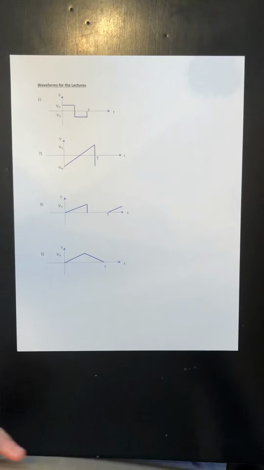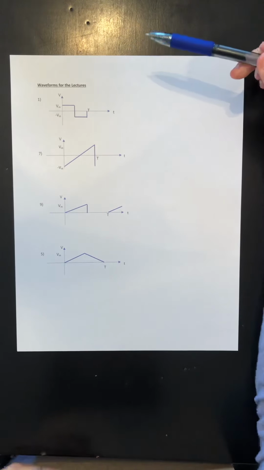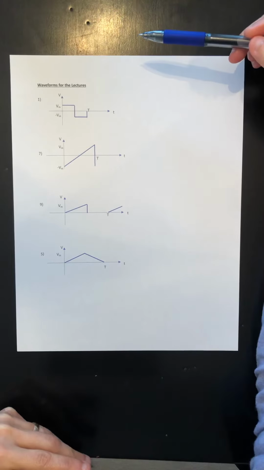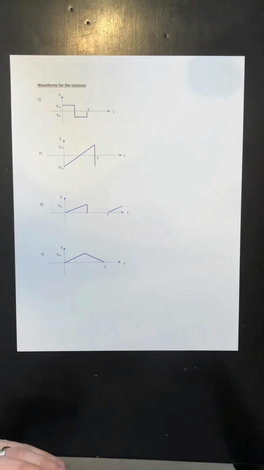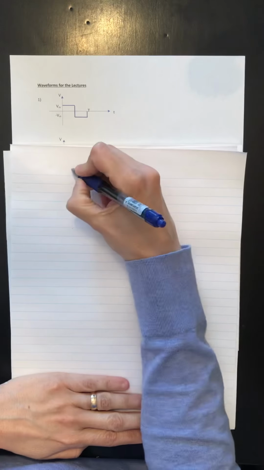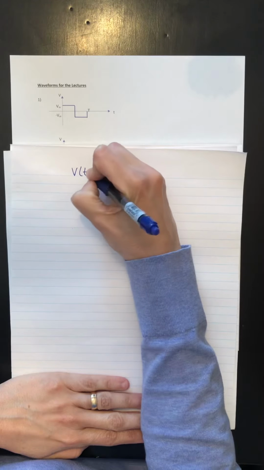You can see that each piece of the periodic waveform uses a straight line representation. So what does this mean? This means that every equation that we write will be of this form.